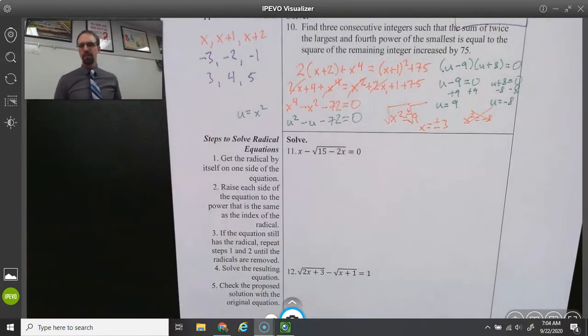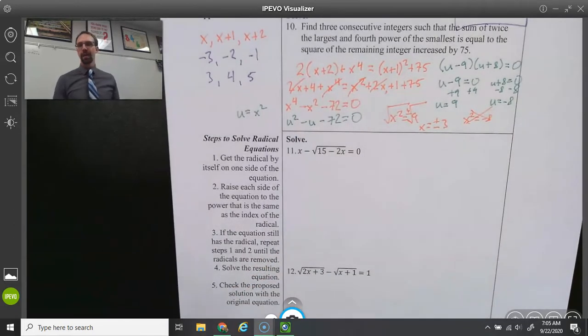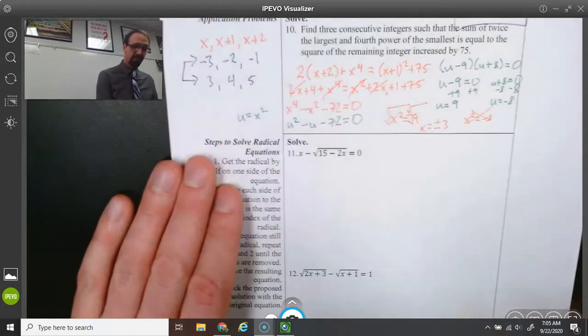If you were to do this problem on a quiz or a test, I would recommend, if you have time, go back, double check, make sure this does work. How do you check it? Plug it back into your original equation, this one right here. If you did everything right, you should be good. In fact, in this particular problem, both of these solution sets do work.